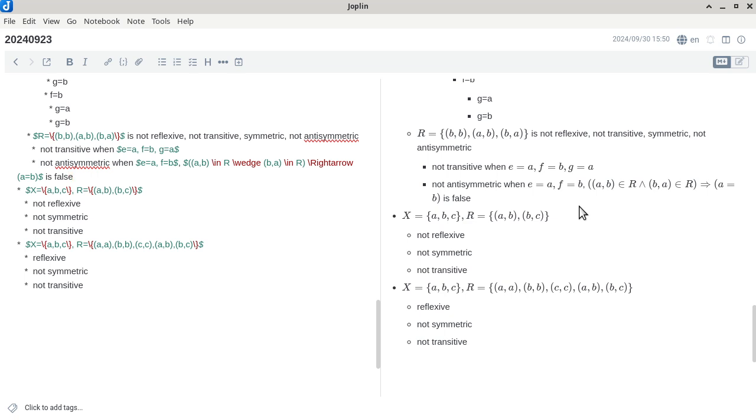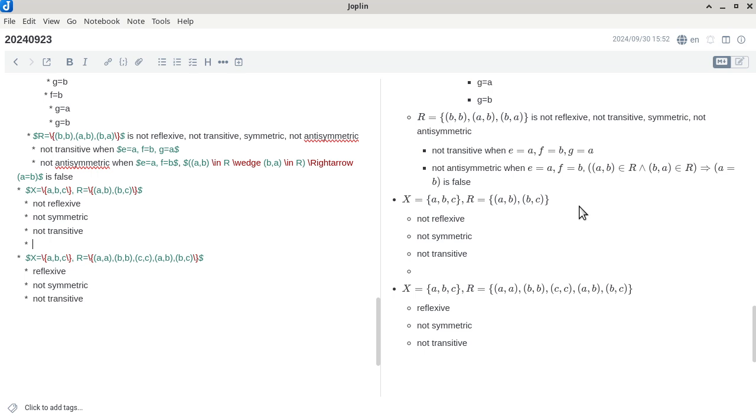All right, do we have any questions? Let's finish up the other ones too. This one, is it anti-symmetric or not? We're talking about this example here.